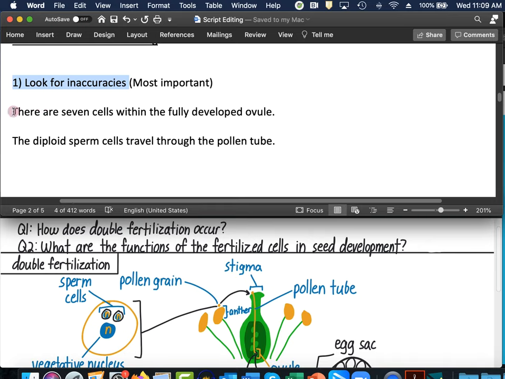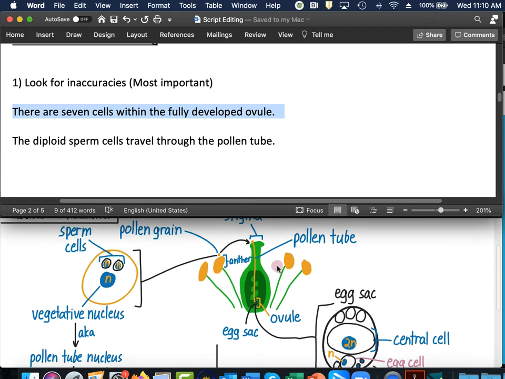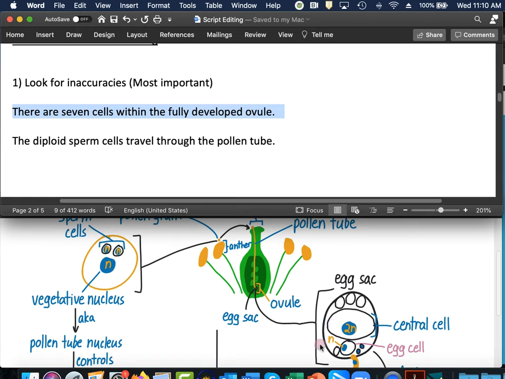A couple examples here. There are 7 cells within the fully developed ovule. Someone who doesn't understand double fertilization and flower anatomy pretty well could be forgiven for thinking this statement is true. However, it's not. The reason it's not is because the egg sac is the 7-celled structure involved in double fertilization, and that egg sac is within a larger structure called the ovule. So the ovule is actually many, many cells. The egg sac is the one that has 7. So we should change this to, there are 7 cells within the fully developed egg sac.